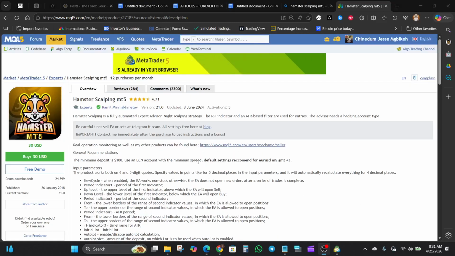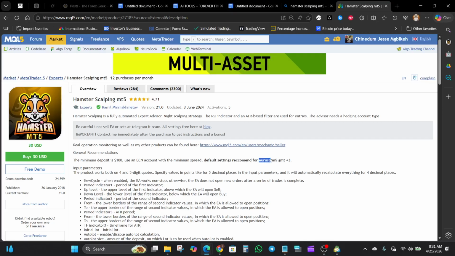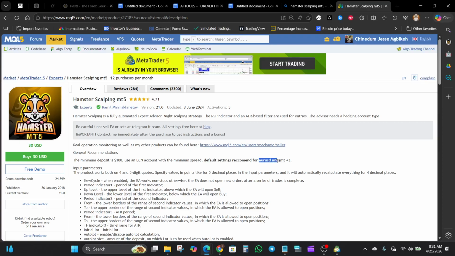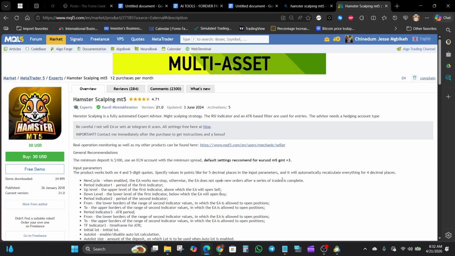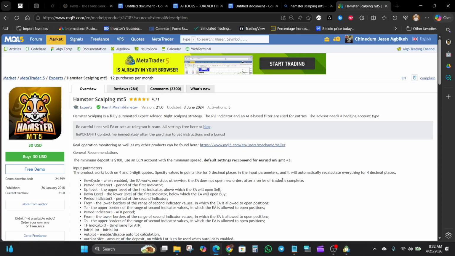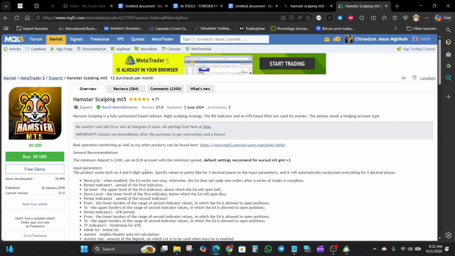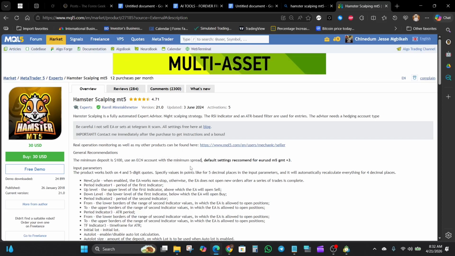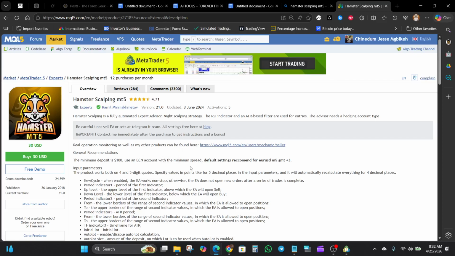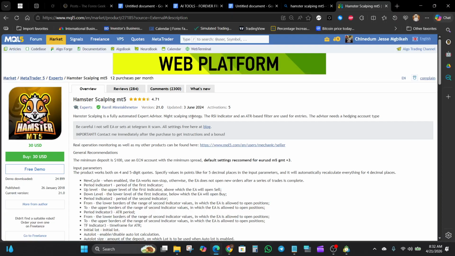So you can see the recommendation here. It is recommended for Euro USD on the M5 time frame. So one thing that stands out immediately is that it requires a hedging account. So that is something to keep in mind before using it. The developer also recommends using an ECN broker, all right, with low spreads, which makes sense for scalping strategies, especially those operating during low volatility, the night hours, right?